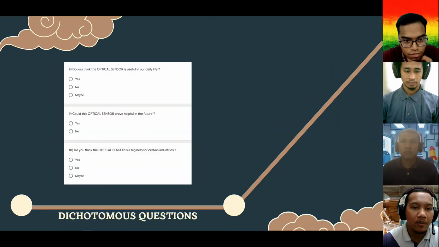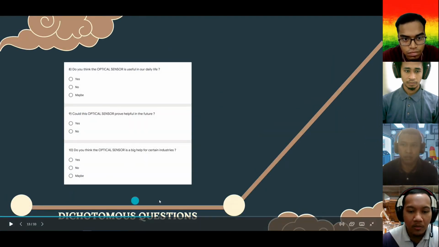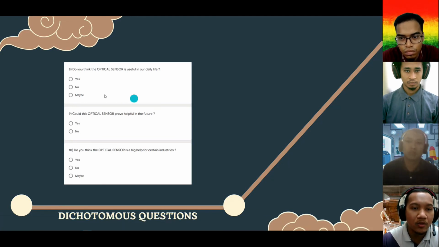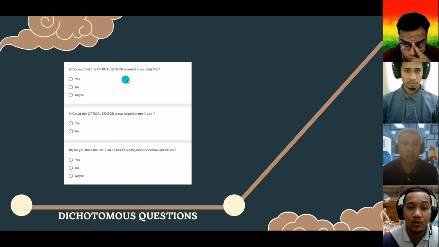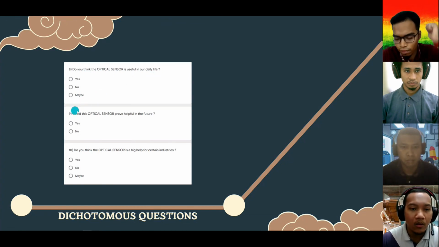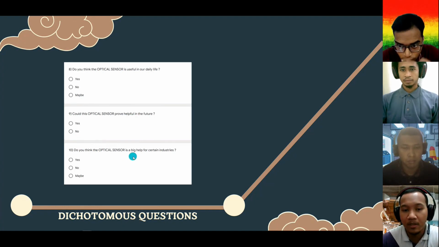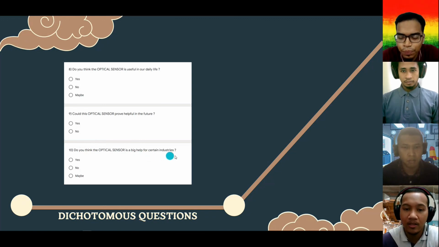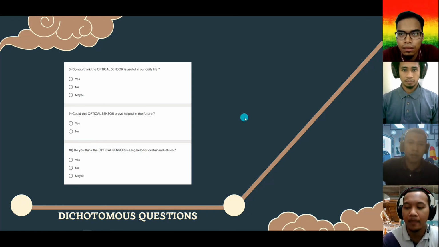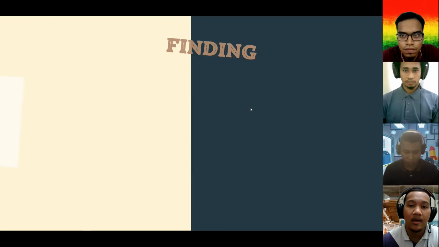Next, the dichotomous questions. The first question is: do you think the optical sensor is useful in our daily life? Next, could the optical sensor prove helpful in the future? And the last is: do you think the optical sensor is a big help for a certain industry? Okay, so these are the questions.